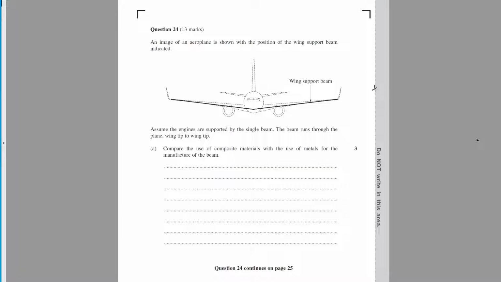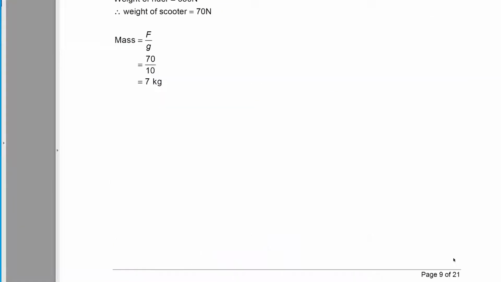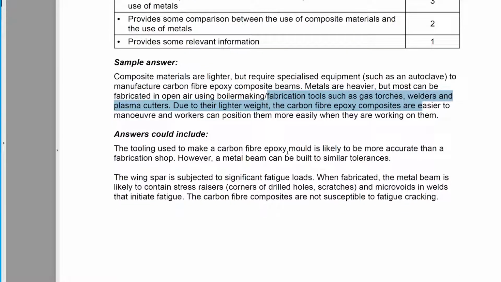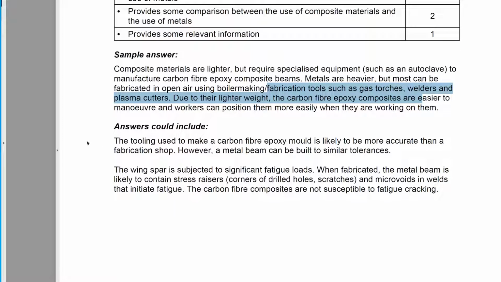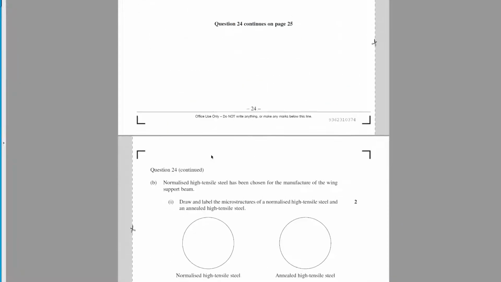Okay, so that's a pretty extensive answer. Let's see what they wrote. Okay, composites are lighter, and require specialized equipment such as an autoclave. Even a small autoclave is like $80,000 to manufacture CF or epoxy composite beams. Metals are heavier, can be fabricated, so we can weld them, right, with TIG welding is an advantage. Look, that'll do. You can read their answer. It's not a bad answer. I'm pretty happy with what I wrote, and I think they were pretty generous with the marks on that one.